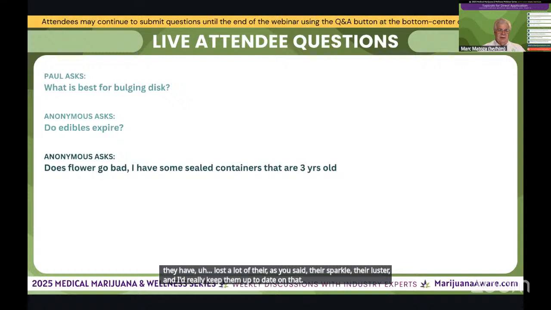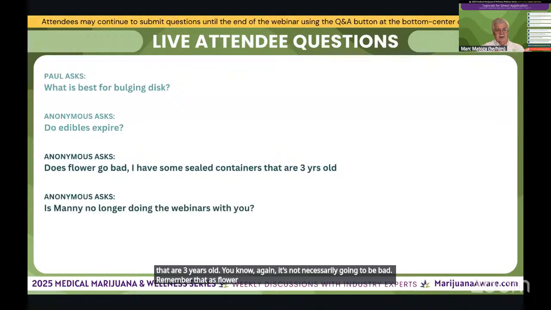Next question is, does flower go bad? I had some sealed containers that are 3 years old. Again, it's not necessarily going bad. Remember that as flower ages, it's morphing itself, and it'll produce CBD.